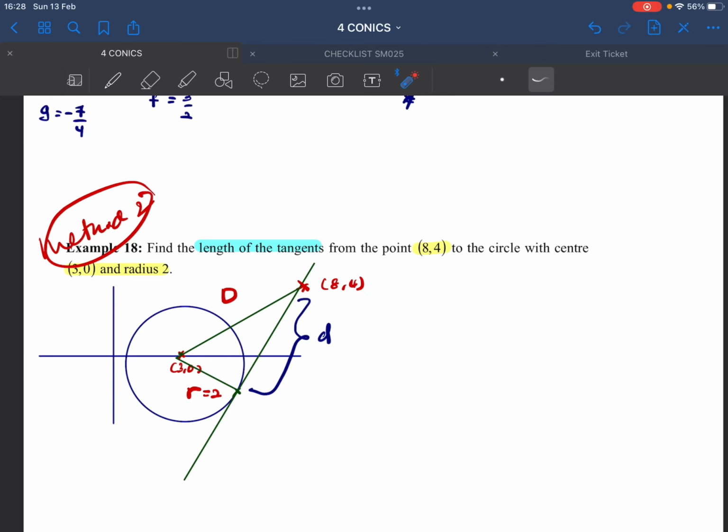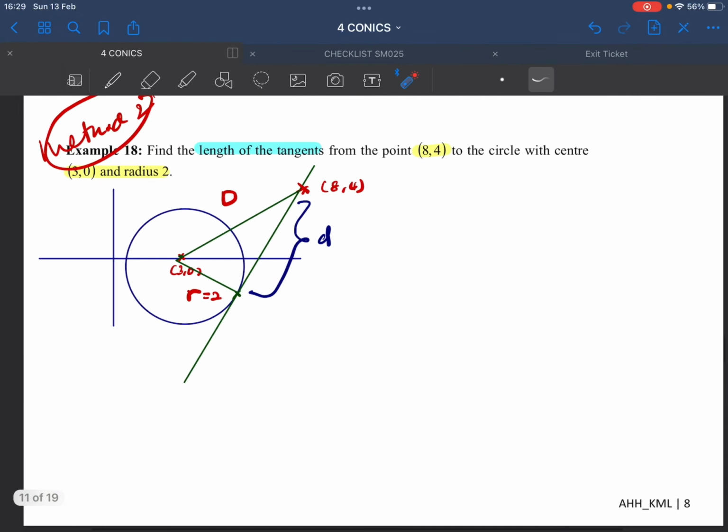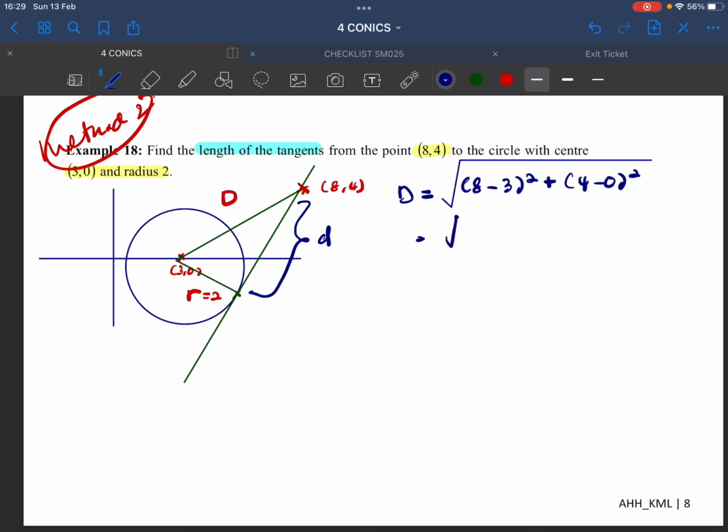Now we want to find the length of tangent, but we need to find this first. So we have to find the distance between the 2 points by using this formula. Capital D equals the square root of (x2 minus x1) squared, so our x values here are 8 and 3, so 8 minus 3 squared, plus (y2 minus y1) squared, so 4 minus 0 squared. Here that gets us square root of 41.